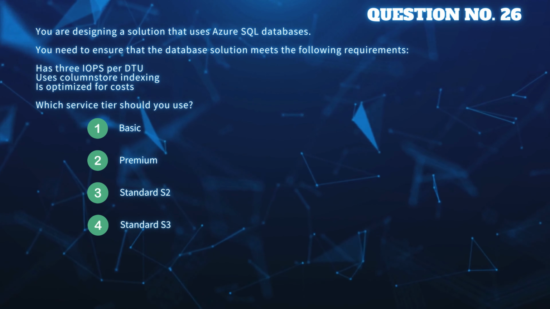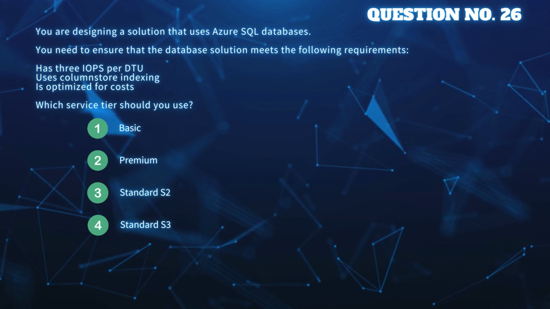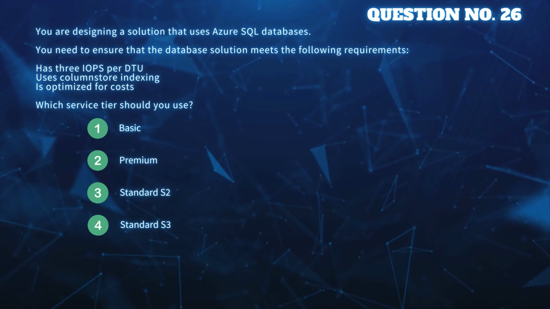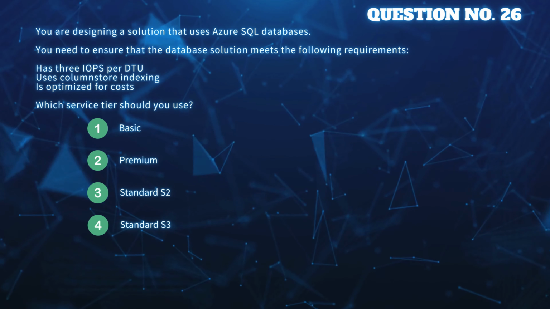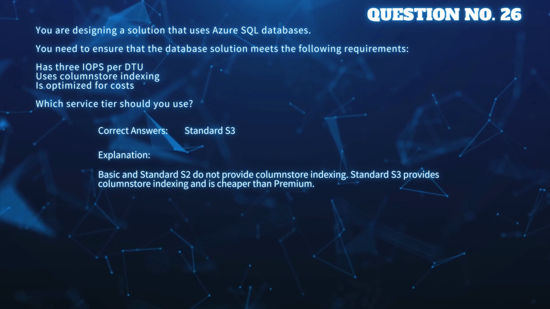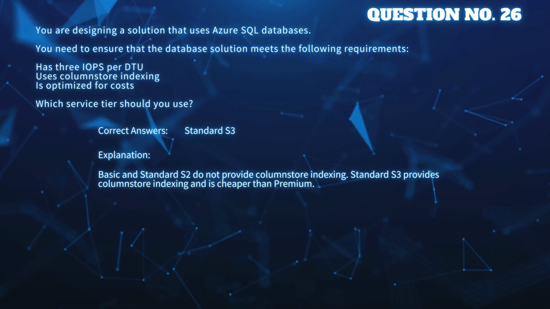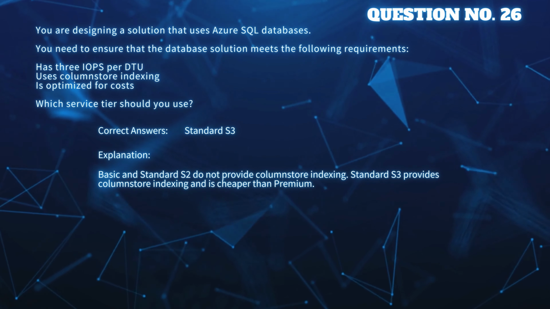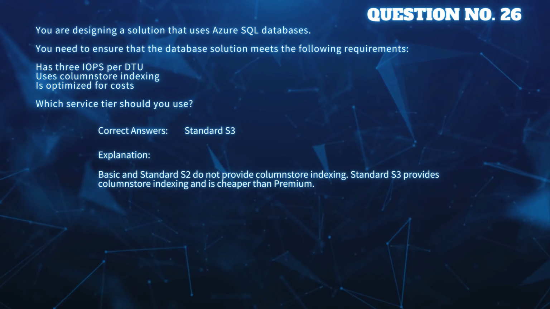Option 1, Basic. Option 2, Premium. Option 3, Standard S2. Option 4, Standard S3. Correct answer, Standard S3. Explanation: Basic and Standard S2 do not provide column store indexing. Standard S3 provides column store indexing and is cheaper than Premium.